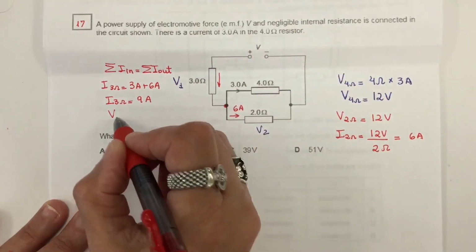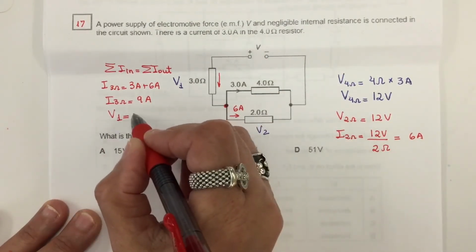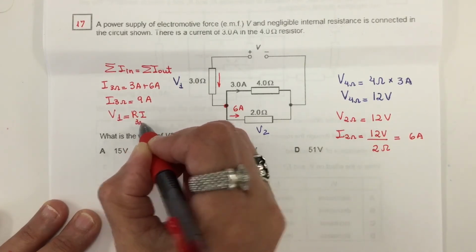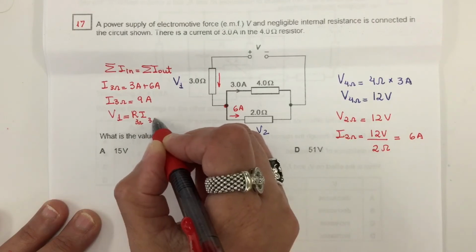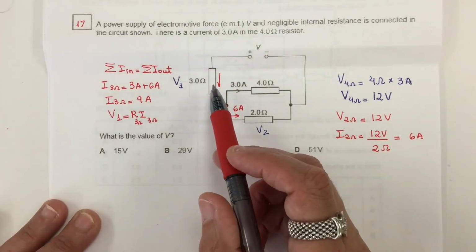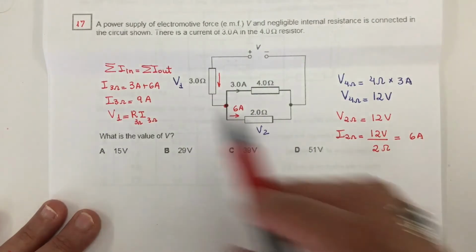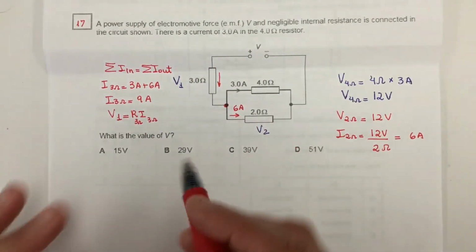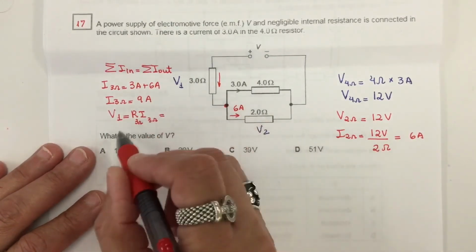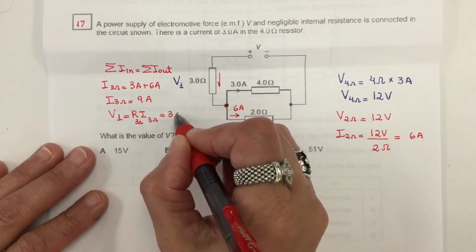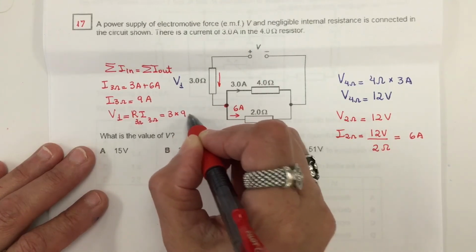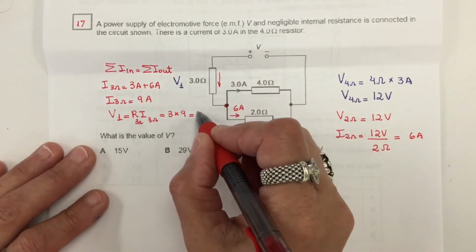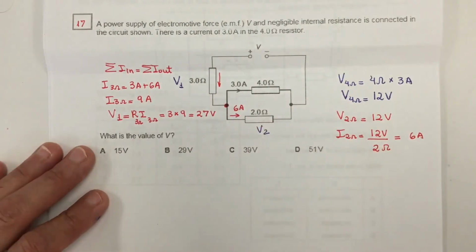Finally, I call this V1, it's fine. V1 is R times I. This R is for 3 ohms and I is the current flowing on this resistor. It's good to label everything so we don't cross values on a circuit like this. So my R is 3 ohms and the current is 9. So the voltage across this resistor is 27 volts.